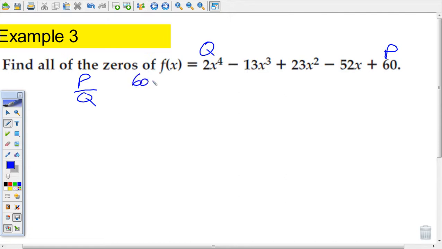Okay, factors of 60 and the factors of 2. At least the Q is a 2. That's nice. So we're not dividing by like thirds or sevenths or something. You know what might happen on a test.